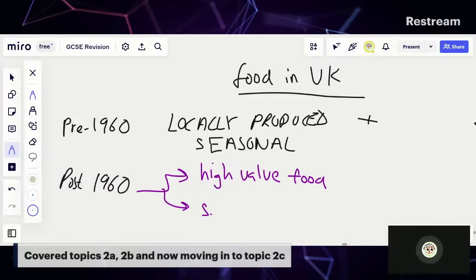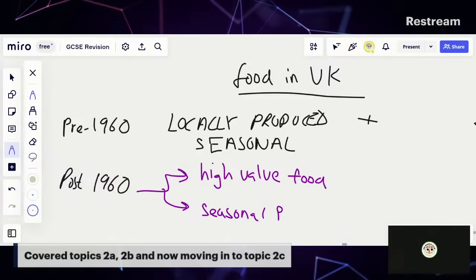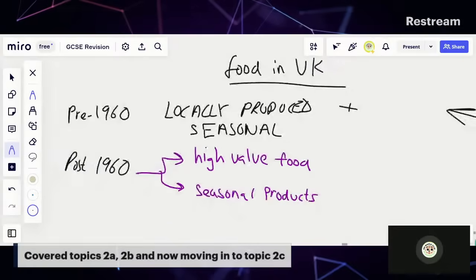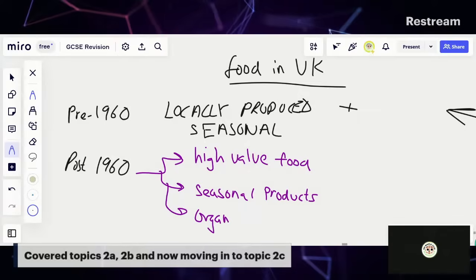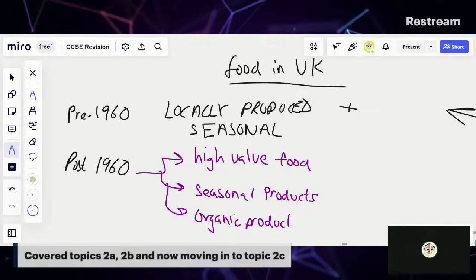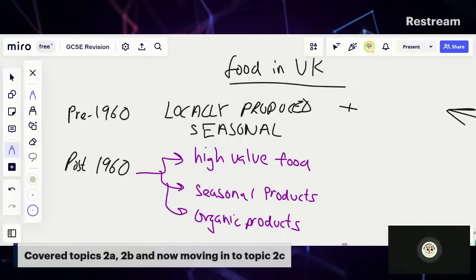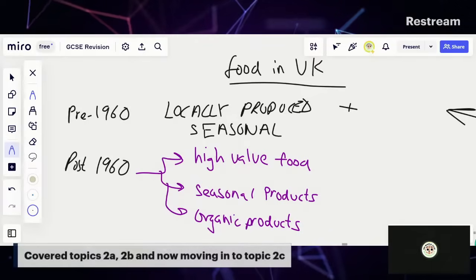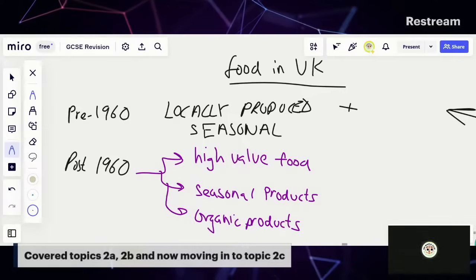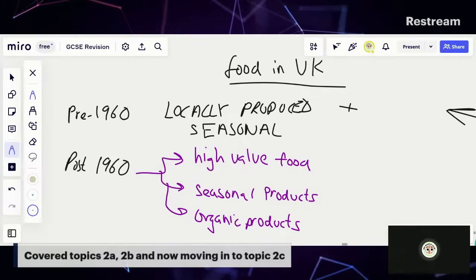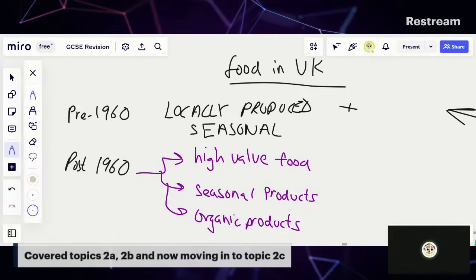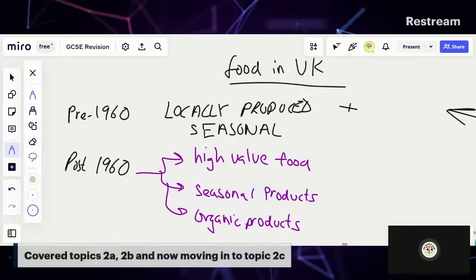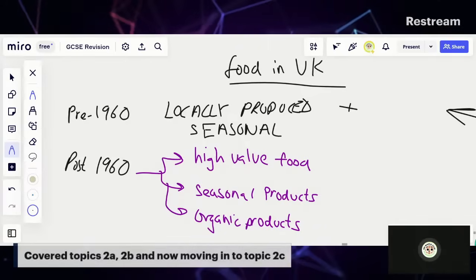You also have seasonal products, and you also have organic products. So, high value foods includes things such as more exotic fruits and vegetables. For example, in the UK you might see a mango in your local supermarket. This is definitely not from the UK, and it means that it's been exported to the UK and it's grown in normally low income countries and newly emerging economies, things like spices and coffee and other things like that.